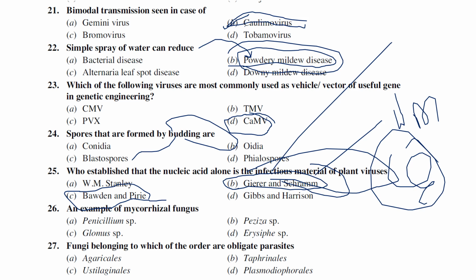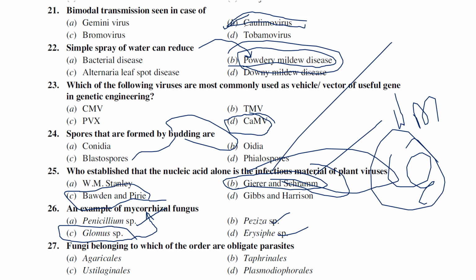Next one is an example of a mycorrhizal fungus. Which of the following is a mycorrhizal fungus? Penicillium, Peziza, Erysiphe. Erysiphe generally causes powdery mildew. Penicillium is a mold. Peziza is a kind of mushroom, right? Generally Glomus species, various kinds of Glomus species are there, like Glomus mosseae. They are actually the AM fungi, arbuscular mycorrhizal fungi, earlier called vesicular arbuscular mycorrhizal fungi. Now the name changed to AMF, arbuscular mycorrhizal fungi.